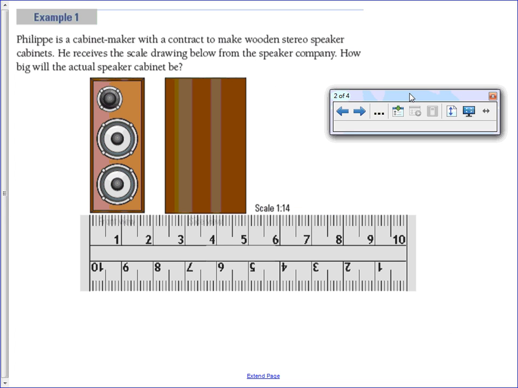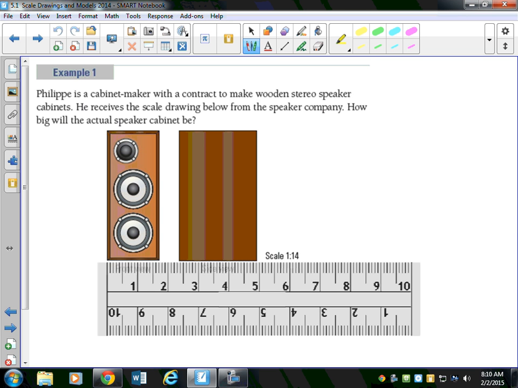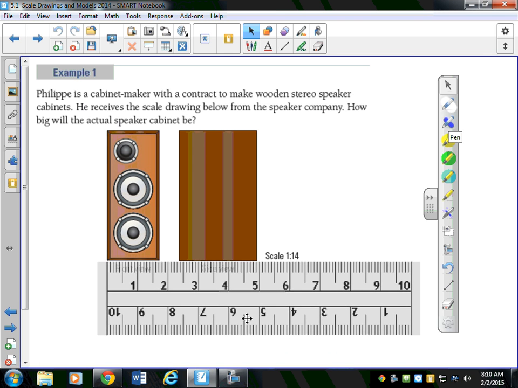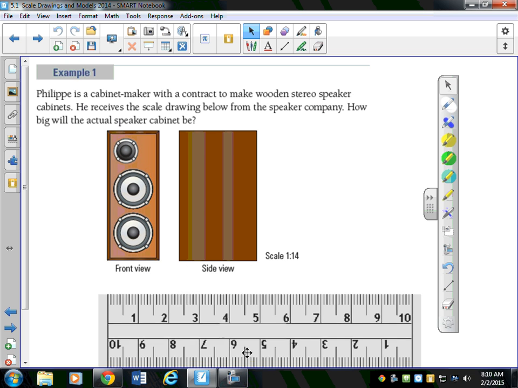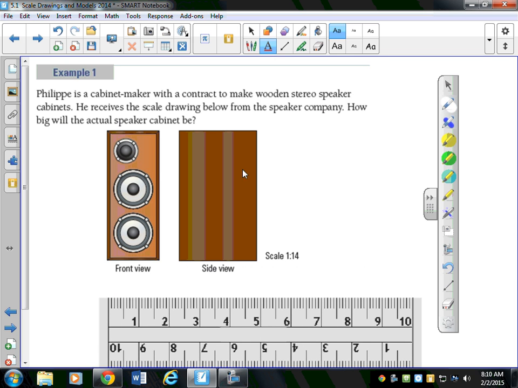We have some speakers, and the scale that is listed here is a 1 to 14 scale. In order for us to determine the actual size of the speaker, we're first going to have to measure the current size of the speakers on the paper. So we're going to do that using this ruler. If I look at the side measurement here, that looks to be about 1.2 centimeters. So I'll label that as 1.2 centimeters.